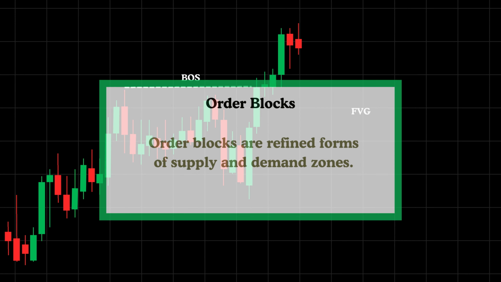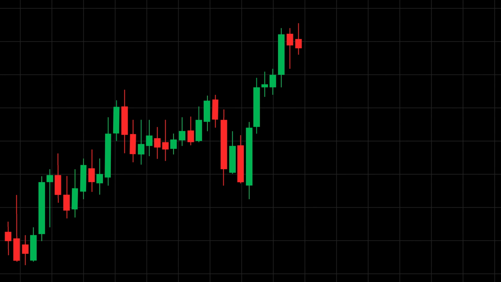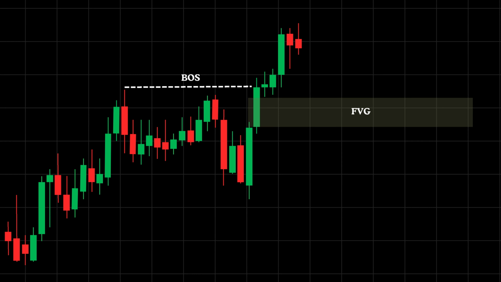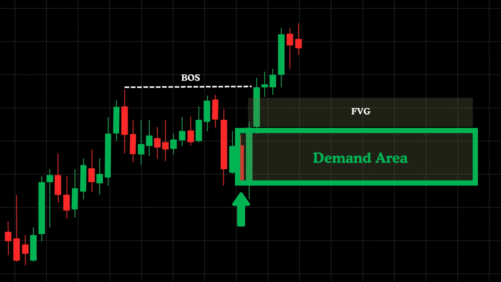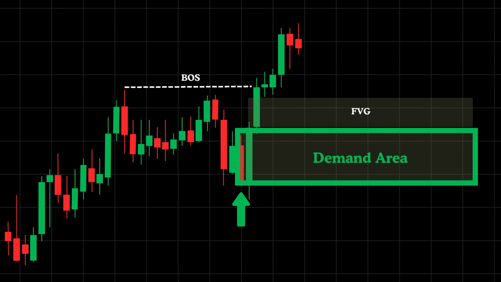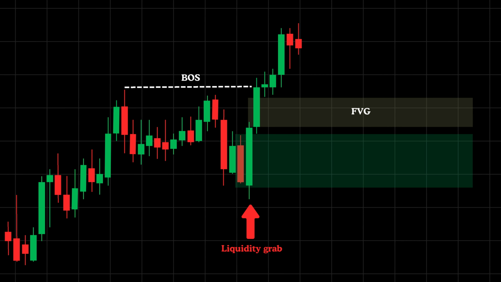Order blocks are refined forms of supply and demand zones. In this case, we see strong bullish momentum paired with clear fair value gaps, followed by a structure break. The most recent candle that caused the fair value gap gets marked on the chart. Notice how the price collected liquidity just under this candle before making the breakout move.